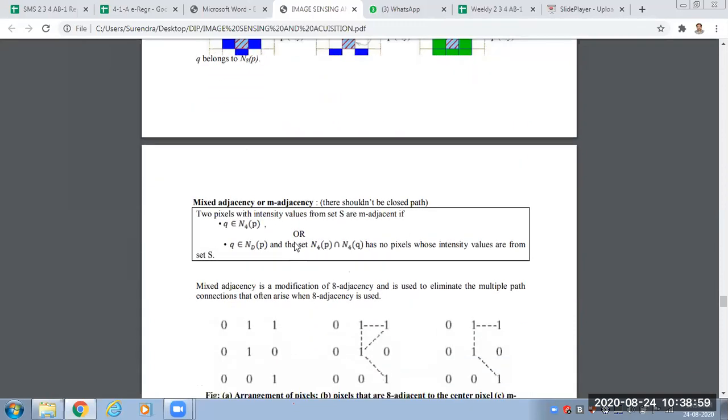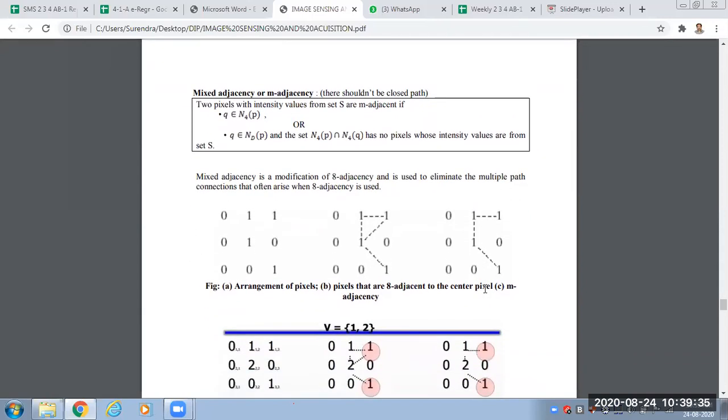Next, in M adjacency, what happens? It is a mixed version. In this case, Q belongs to N4 of P, or otherwise Q belongs to ND of P, and also a condition must be satisfied. What is that? N4 of P intersection N4 of Q. We form four neighbors for P and four neighbors for Q, and if you combine both, we consider only the common elements, which should not have pixel values from your set S. So based on the three considerations, what are the 4 adjacency, 8 adjacency, and M adjacency?